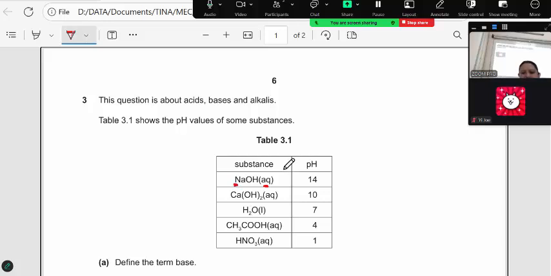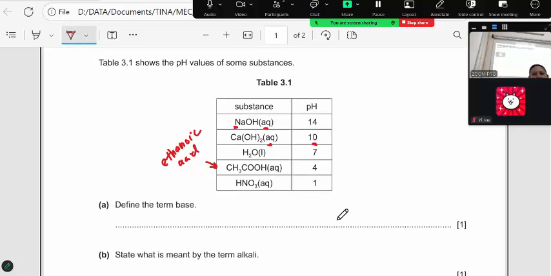Okay, and then the second thing you need to know is this one, calcium hydroxide, is also aqueous, but the pH is not as high. Okay, water is 7. This one is ethanoic acid. This is the only weak acid I taught you. This is in vinegar. Okay, and this is strong acid. Right. So these are the three things that you need to know.